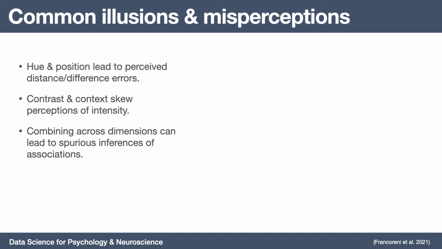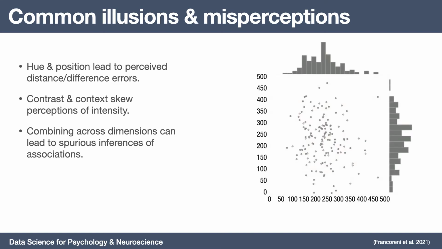Also, combining across visual dimensions can lead to spurious inferences of associations. One way we see this all the time is when looking at scatter plots. So a scatter plot is perfectly fine for showing the joint distribution between two variables, here plotted on the x and y axes. Now for this plot, the authors just used a normal random number generator, a Gaussian random number generator, with the same parameters. But these are two independent runs, so they're perfectly independent.